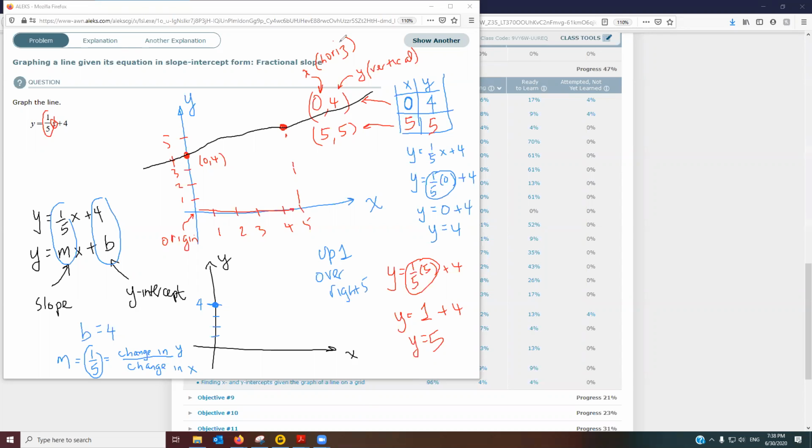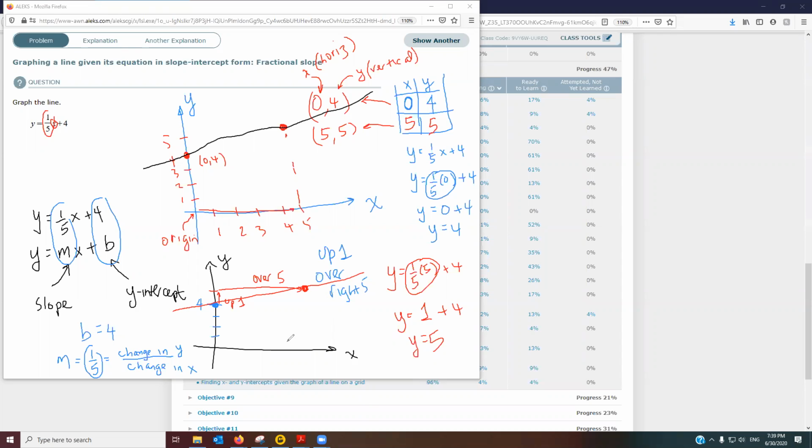All right, so here's what I'm going to do. I'm going to start here at this y-intercept. I'm going to go up 1 and over to the right 5 and put another dot. Well, I'm going to connect these 2 points with a straight line. Of course, I end up with the same line as we did earlier. So you can use either one of these methods to graph a straight line like this.